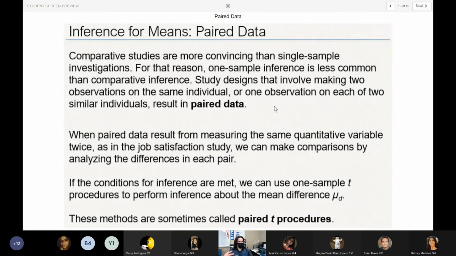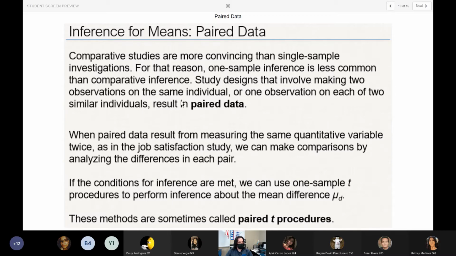The last thing that we can do with our one sample t-test and our inference methods that we've been dealing with in chapter 9 is dealing with inference for means with paired data. This is a way of comparing things. Comparative studies are more convincing than single sample investigations. For that reason, one sample inference is less common than comparative inference.